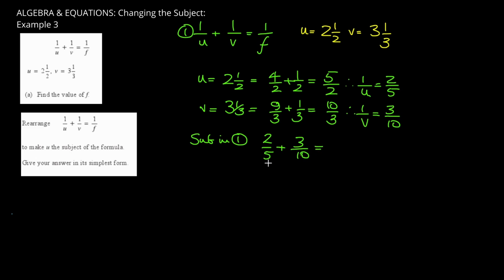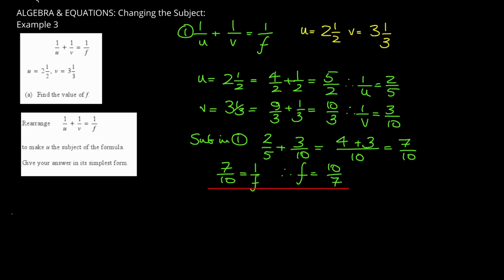5 and 10 are both in the 5 times table, so we can choose the denominator as 10. And the routine is 5 into 10 goes twice. 2 times 2 is 4. 4 over 10, you see, is the same as 2 over 5. We can cancel a 2 out. Plus, 10 into 10 goes once. 1 multiplied by 3 is 3. And the answer is 7 over 10. But remember that 7 over 10 is equal to 1 over f. So therefore f is equal to 10 over 7. And that is your answer.